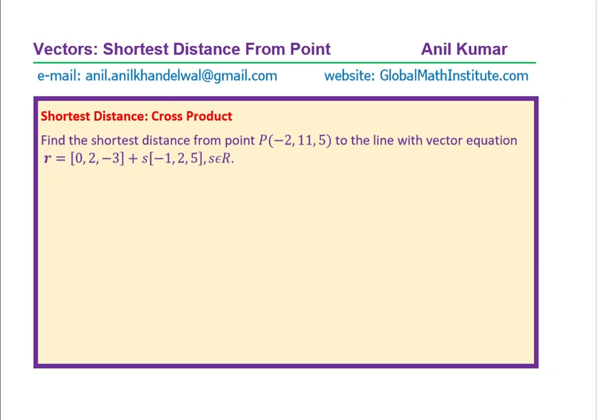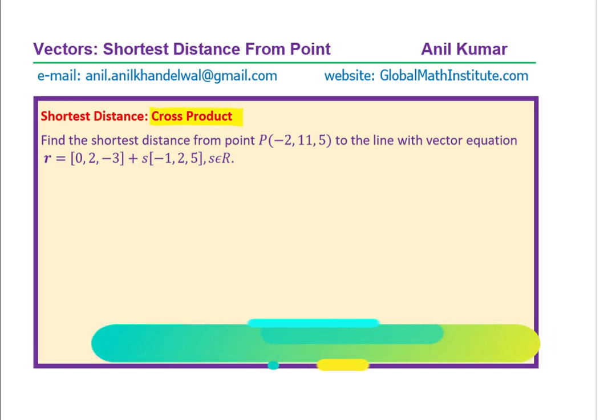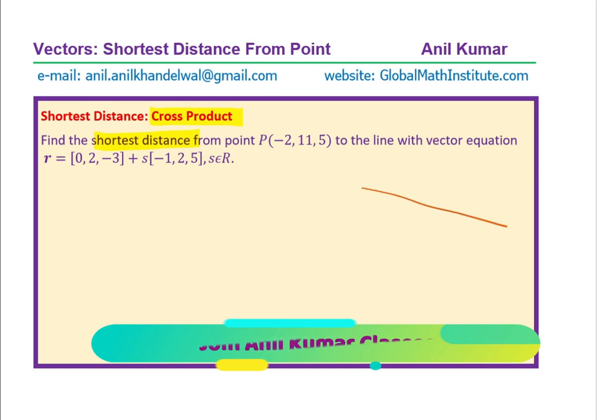Let's move on and see how we use the second method, which is using the cross product to find the shortest distance. So let's again sketch the situation. We're given a line, and on this line we have a point. We're calling this point Q, and an external point P, which should be joined. We're looking for the shortest distance, correct? Point P is -2, 11, 5, and point Q is 0, 2, -3.